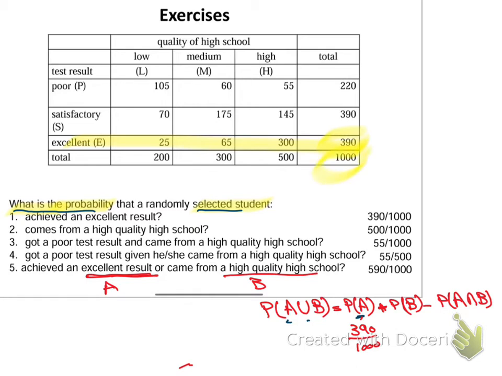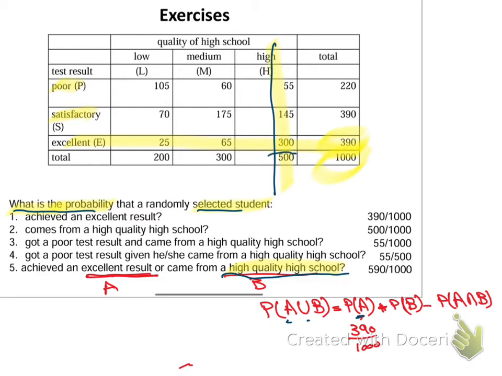So probability of B is high quality school. So what is the total of high quality school? Only high quality. So here I'm talking only about high quality. So I have to focus only on the total of the high quality, regardless of they are poor, satisfactory, excellent. I'm talking about only high quality school. So I have to focus only on high quality school.